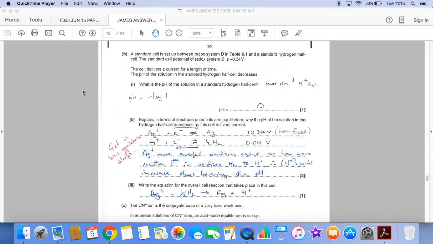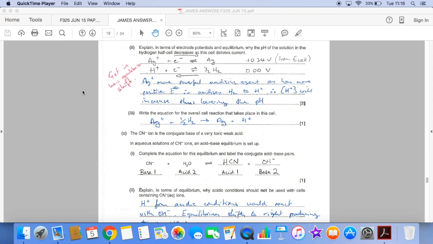So part B now, what is the pH of the solution in a standard hydrogen half cell? Well, that contains 1 mole per decimetre cubed H+ ions. pH is minus log H+ ion concentration, so the pH is minus log of 1, which is 0.